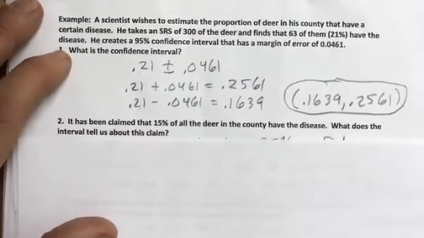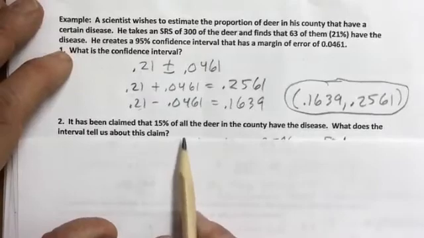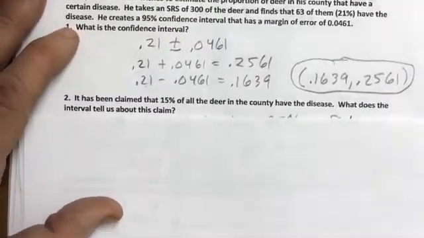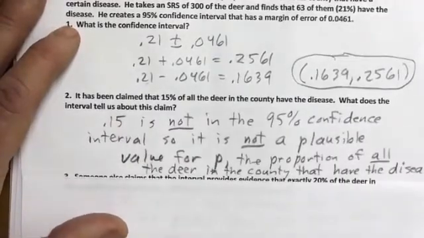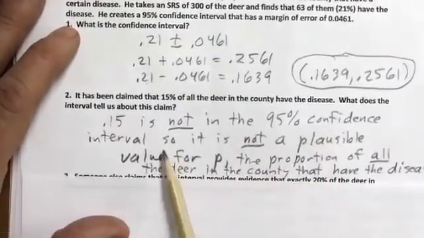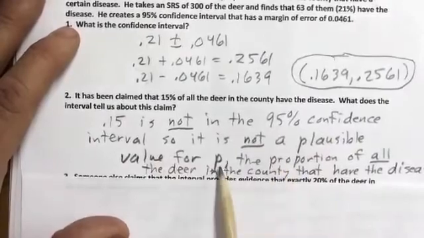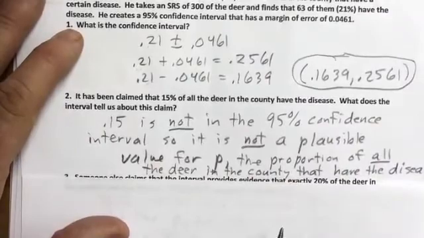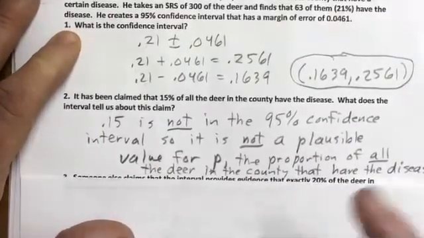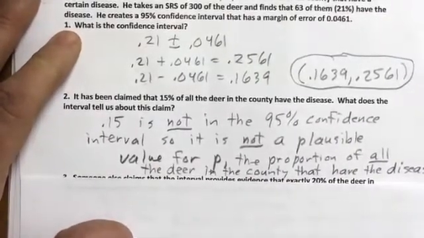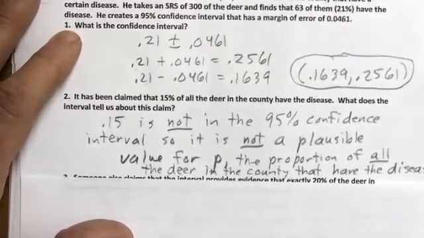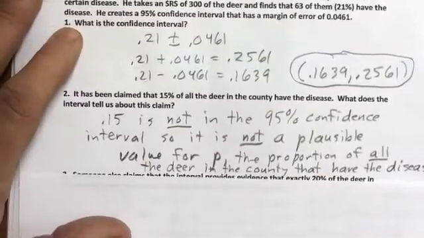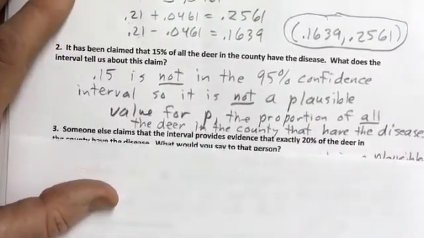All right, so then it says, it has been claimed that 15% of all the deer have the disease. What does this interval tell us about this claim? Well, 15% or 0.15 is not in the interval, and so it's not a plausible value for P, which is the proportion of all of the deer in the county that have the disease. So it's possible, but it's not plausible, is what we're saying. It's not impossible that it could be 15%. It's just really unlikely, and the word plausible is a good word.